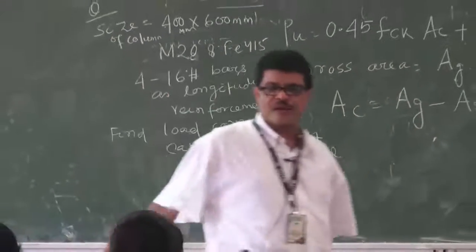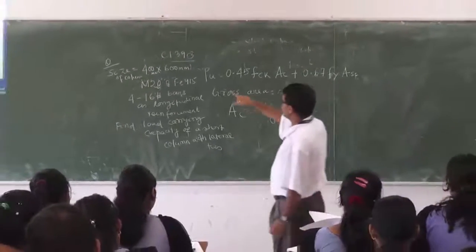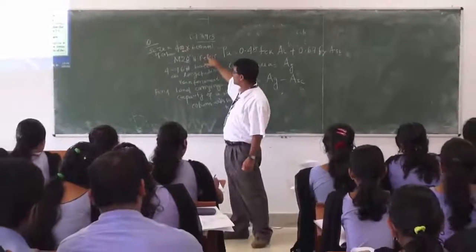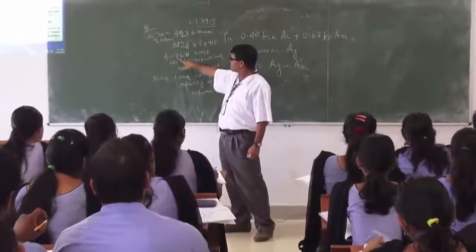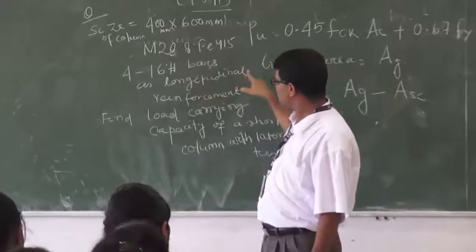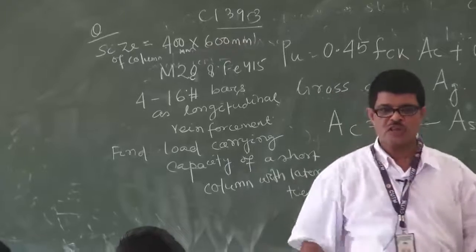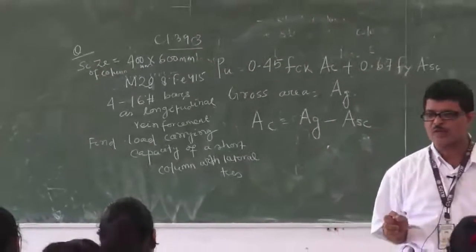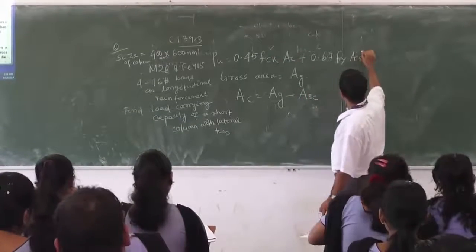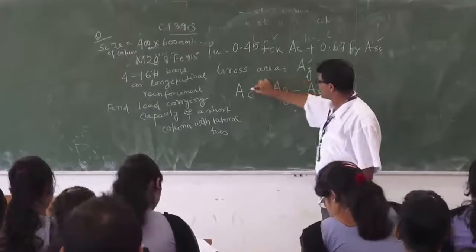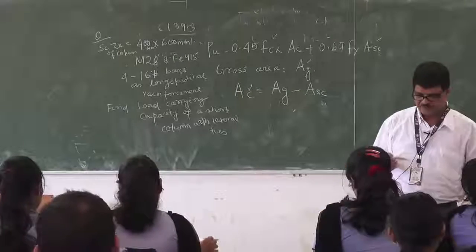Now you do this problem. What is given? Just do the calculations. Size of column is given, 400 millimeter into 600 millimeter gross area, M20 grade of concrete, Fe415 grade of steel, and reinforced with 4 numbers of 16 mm bars as longitudinal reinforcement. Find load carrying capacity of a short column with lateral ties. So this is the analysis problem. Simply put in this formula: fck is given, Asc is given, Ag is given. Find out Ac, and find the load carrying capacity. Do it yourself, quickly. Calculate the value.